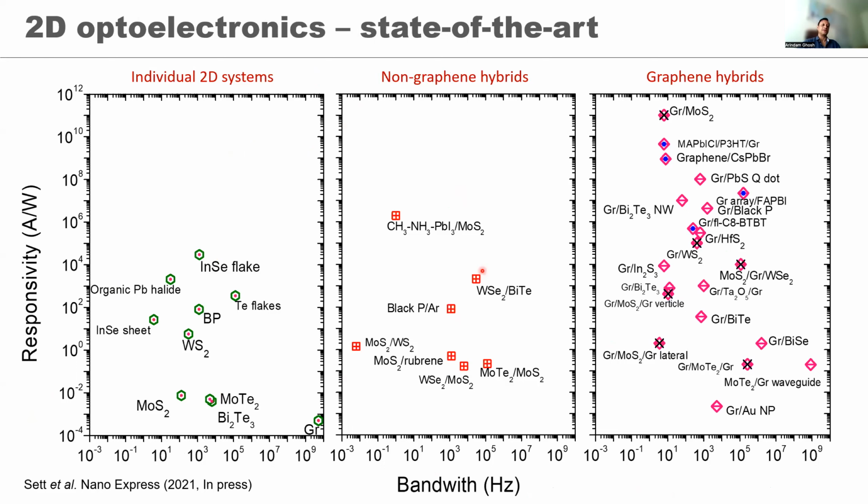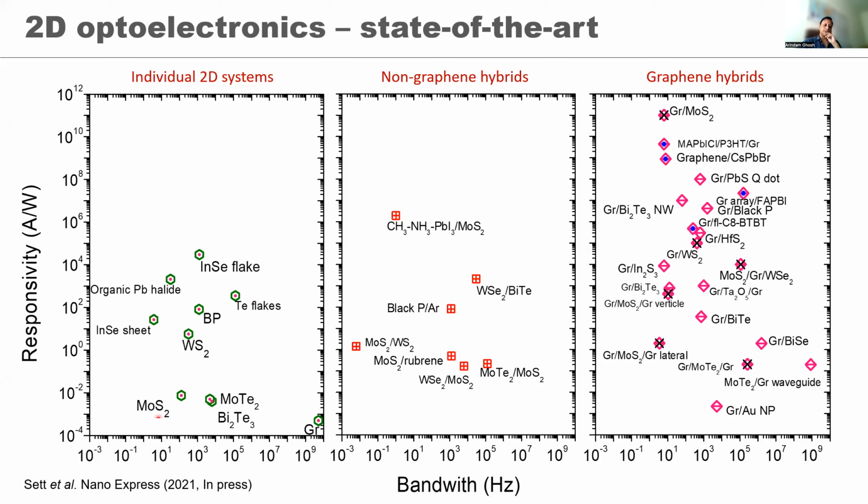I just want to finish by looking at the state of the art. This was not in press before; it has now been accepted, so it is now in print. If you look at the overall individual two-dimensional systems, this is the responsivity, and this x-axis is the bandwidth, that is, how fast your detector works.